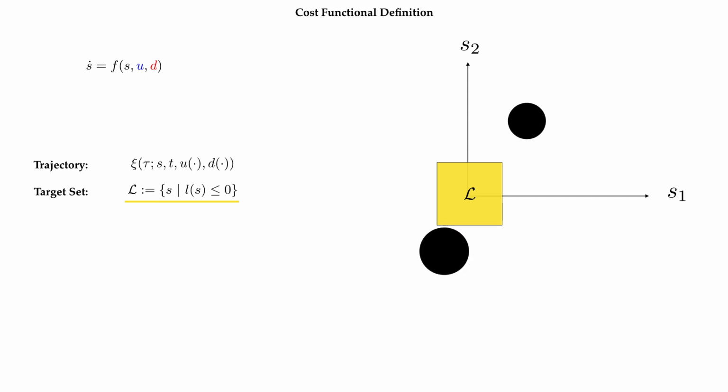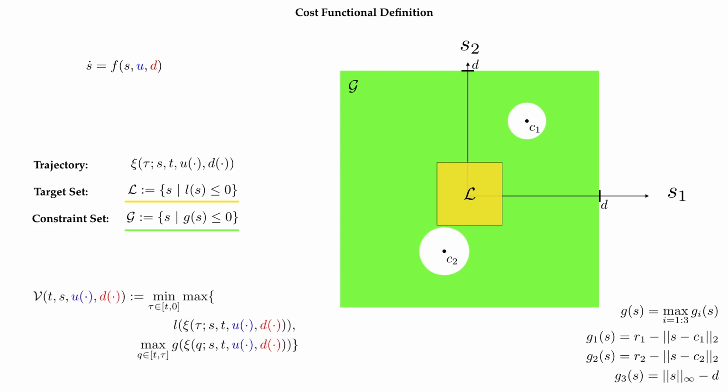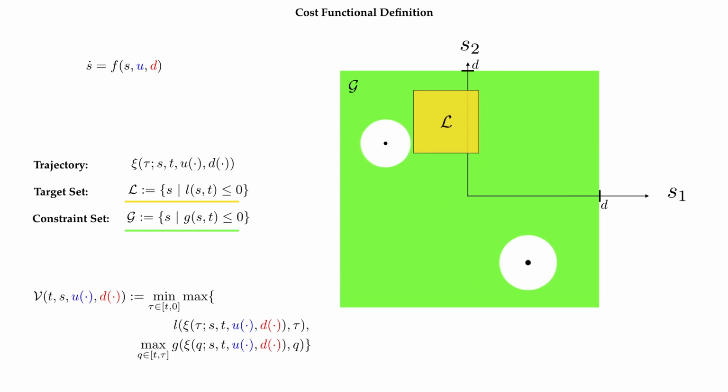Here we illustrate two circular obstacles in the state space that we would also like the system to avoid. Like the target set, these constraints are also defined by the zero-sub-level set of a signed distance function. A slightly more complicated reachability cost functional assigns negative cost only to those trajectories that reach the target set without violating a constraint. For example, one of the trajectories is assigned a negative cost because it reached the target set without violating a constraint, while the other one is assigned a positive cost. Note that this framework also applies to time-varying target sets and time-varying constraint sets.